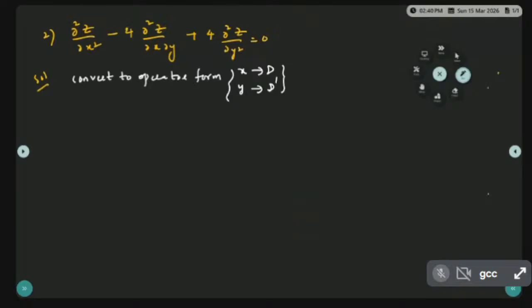Now the difference between the previous one and the present one is that in the previous problem the question is given directly in the operator form, but here you must convert that into operator form. I've already given a hint how to convert that into operator form.